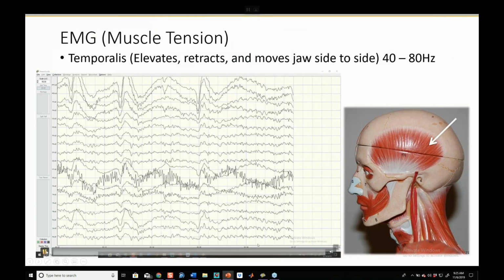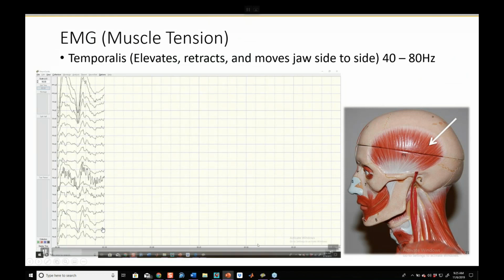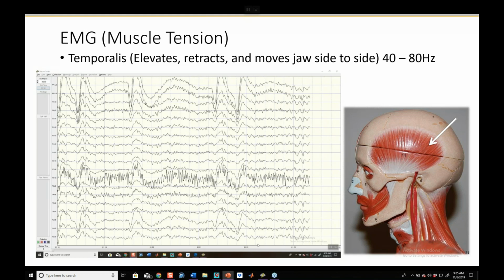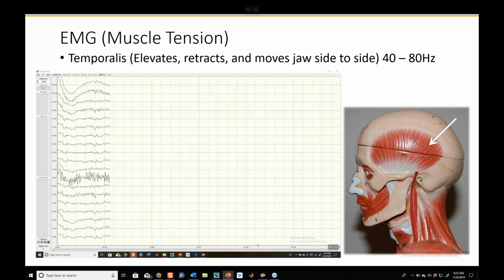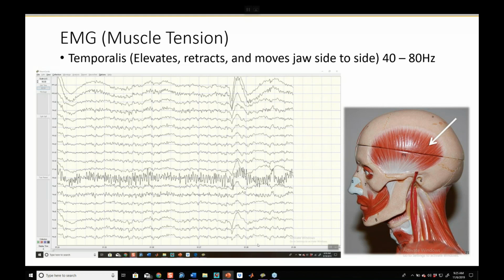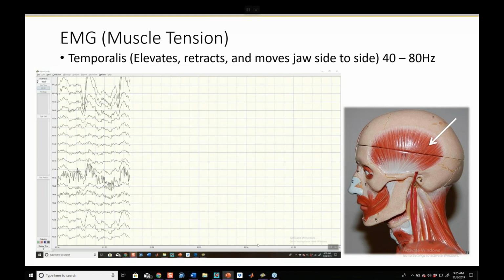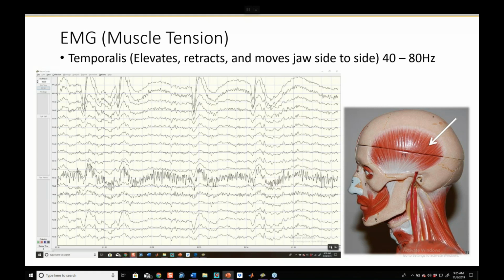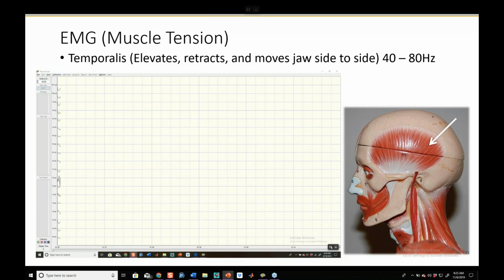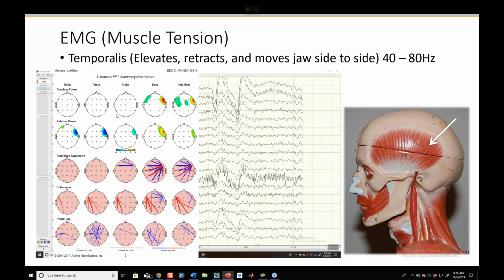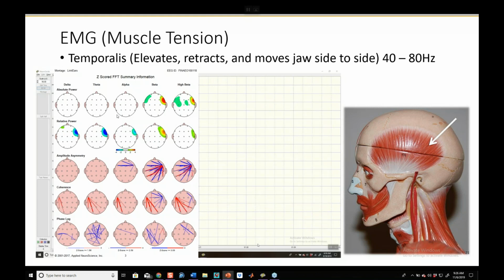So, as I alluded to, the temporalis muscle, this is one that we see quite a lot impacting T3, T4, F7, and F8, occasionally T5, T6. And in this case, we see that F8 is running alone. It's dancing to its own dance. It doesn't have any neighbors that are doing the same thing.